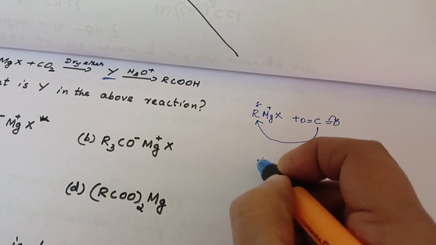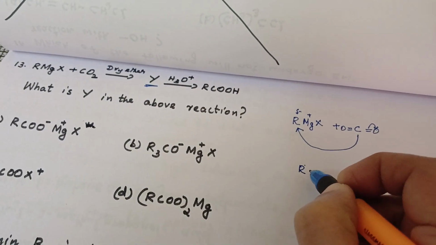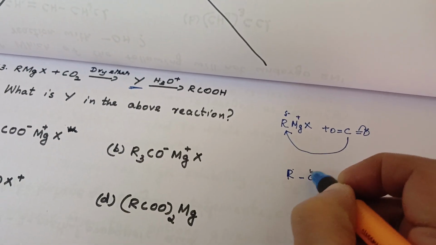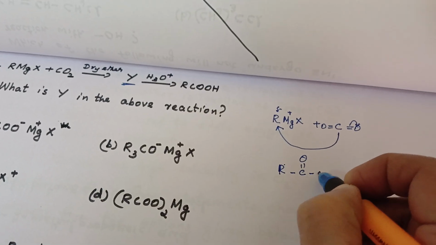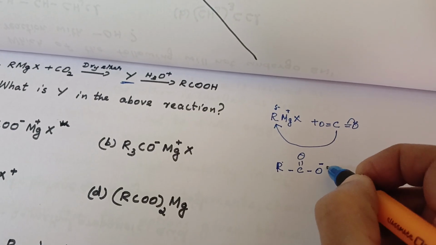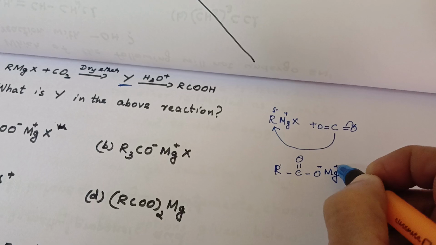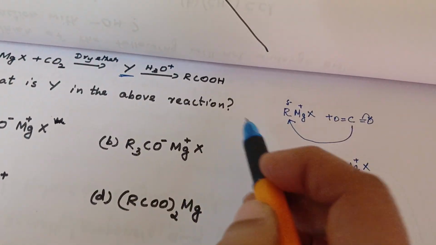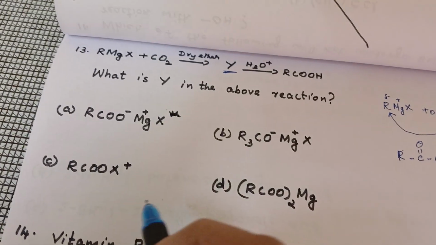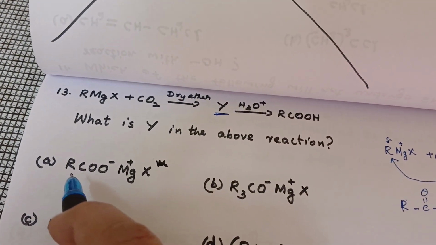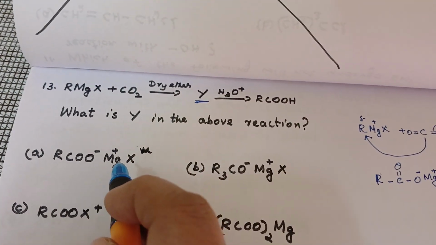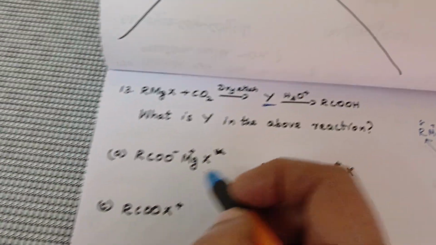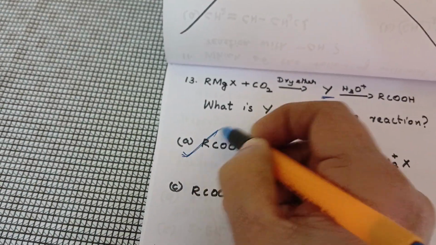So what will be the product which you are getting? R C double bond O, O minus, and Mg plus X. That will be the intermediate which you are getting, that is Y. Do we have an option? Yeah, this is it, RCOO minus Mg plus and X. So option A will be the correct choice.